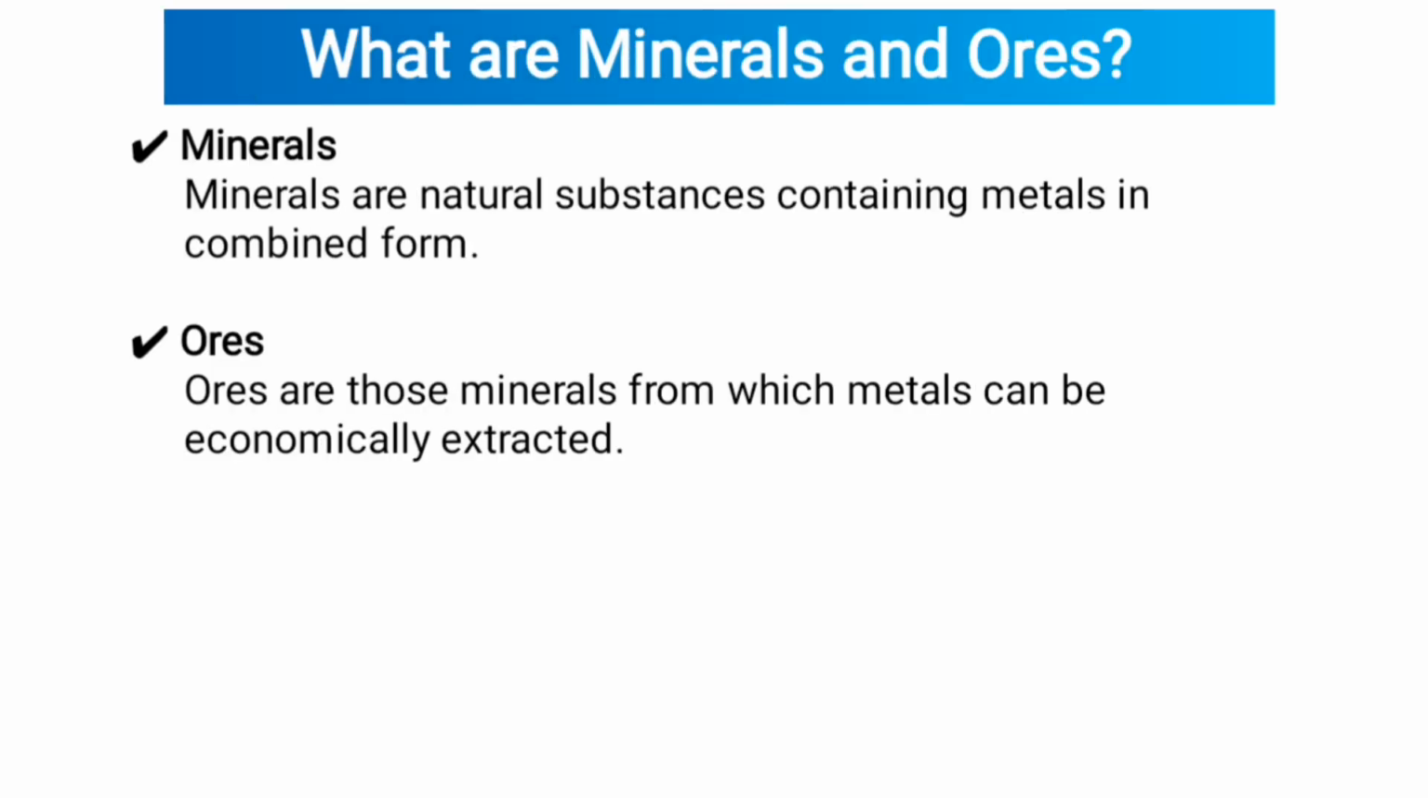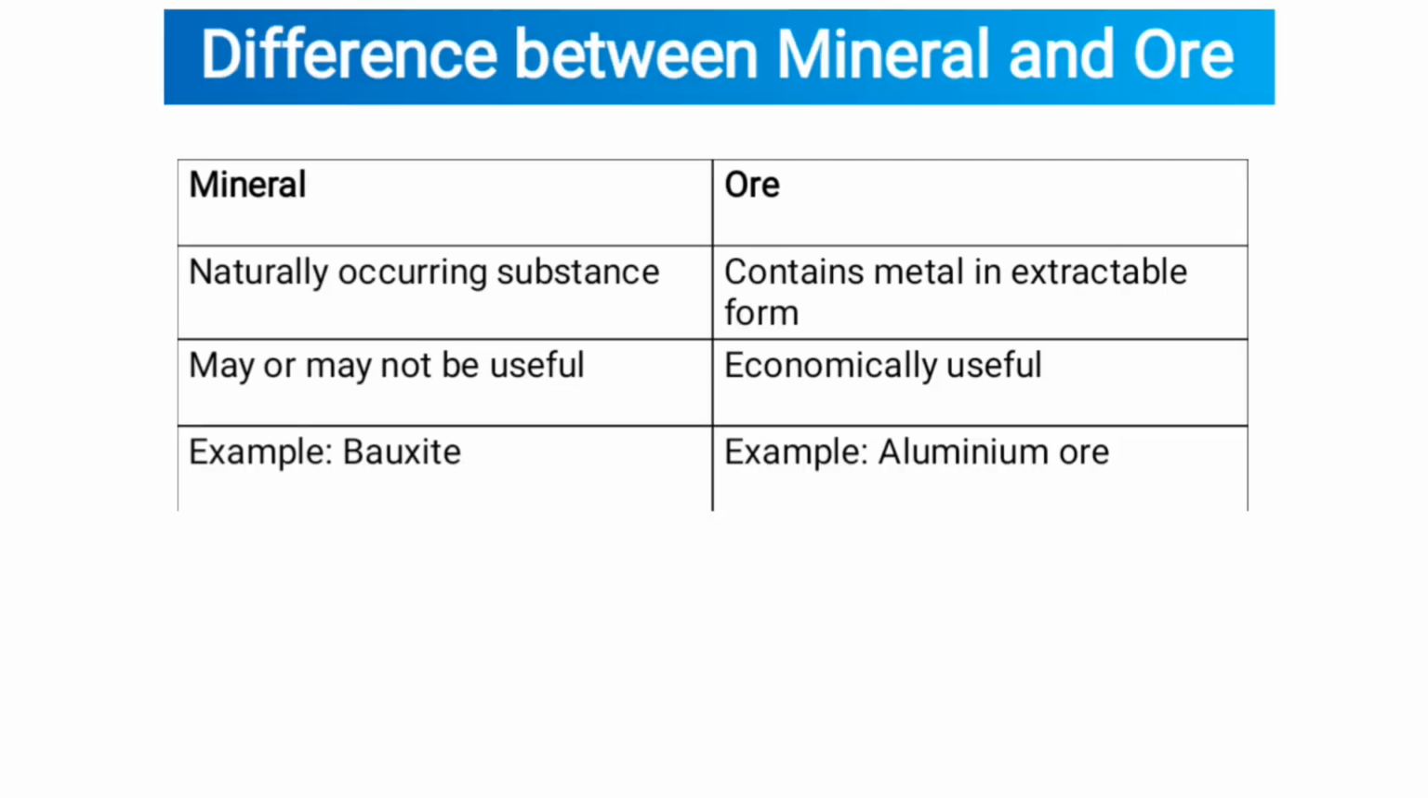What are minerals and ores? My dear student, minerals are natural substances containing metals in combined forms. Ores are those minerals from which metals can be economically extracted. The difference between minerals and ores: a mineral is a naturally occurring substance, while an ore contains metals in extractable form. A mineral may or may not be useful. Ores are economically useful. Example of mineral: bauxite. Example of ore: aluminium ore.